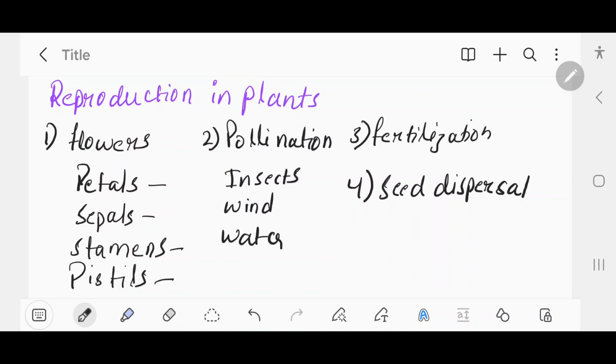So that's it, the overall glimpse of reproduction in plants. So today we have learned about the parts of a flower, how pollination and fertilization occur, and different ways seeds are dispersed. Understanding these processes helps us appreciate the diversity of plant life. In the next class, we will look at how plants adapt to different environments to ensure their survival.